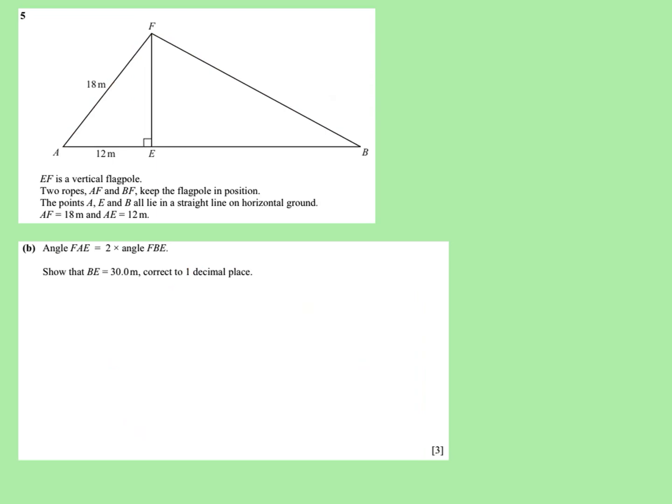Angle FAE is equal to 2 lots of angle FBE. Show that BE is 30 meters. Okay, 30.0 meters, so that's this distance here. Okay, stop the video and have a go.